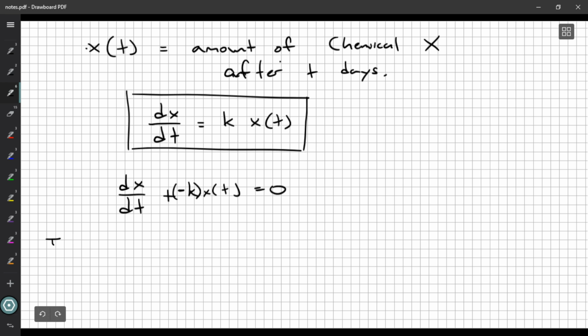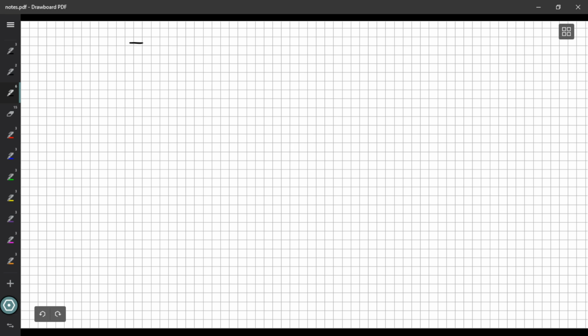So now we need an integrating factor, which is going to be e to the power of this function being multiplied by x of t. So minus k, it's a constant, but it's a constant function. So we need e to the power of some antiderivative of this minus k. So e to the minus kt will work just fantastically. So that's our integrating factor. So we come along and we multiply both sides of the equation by our integrating factor.